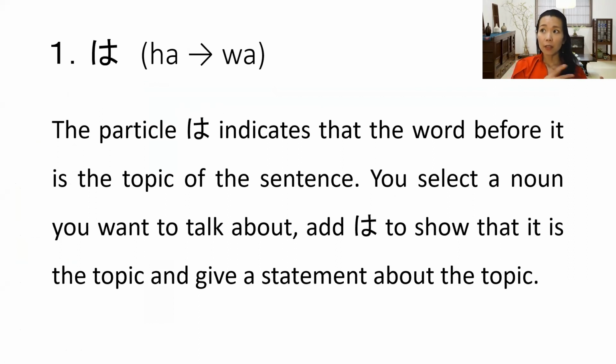But once you get used to it, when you start the topic and the topic is the same, you could drop the wa. For example, I can say, 私はAyanaです。I said, I'm Ayana. Then I can say, 先生です。I didn't say 私は before 先生です。But it's still the same topic. So I dropped the 私は part in the second sentence.